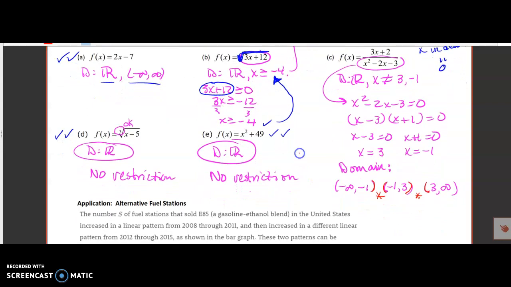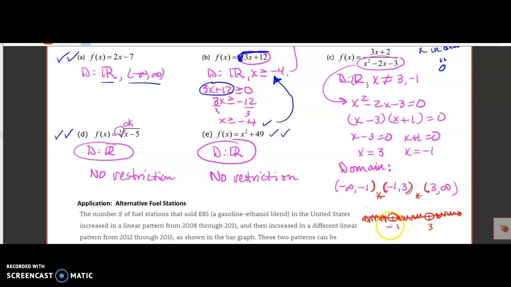If you were thinking of a number line, you've got a number line, and negative 1 is here, and 3 is here, and those two have open circles because they're excluded. But the rest of the number line is okay. You can use any number you want in between and outside of those.